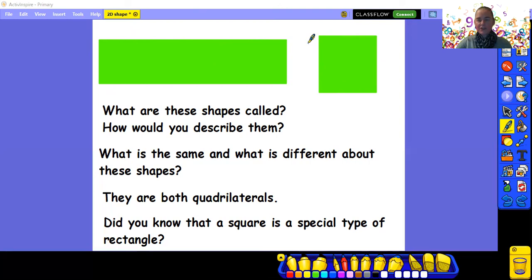Now, both of these shapes are called quadrilaterals, and we've come across that word before, haven't we? So that's becoming more familiar to you. But did you know that a square is actually a special type of rectangle? A rectangle is a square when all the sides are the same length. So there we go. Hopefully you've learned something new about squares and rectangles today. So let's carry on with the next part of our learning.